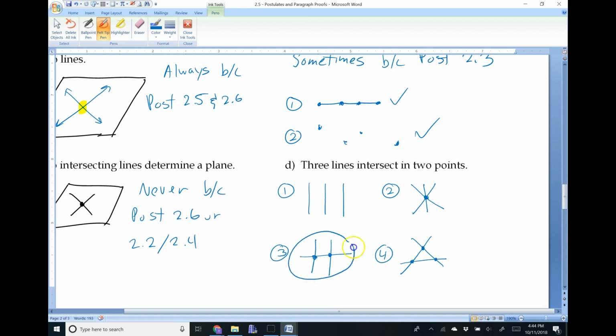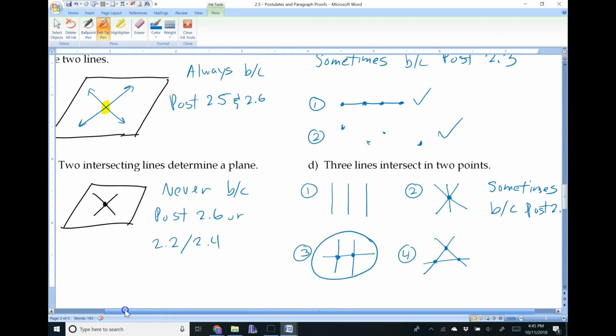Okay? So 3 lines intersecting at 2 points. This is the only one where it intersects at 2 points. So this is a sometimes scenario. Sometimes it intersects at 2 points. Right? Sometimes. And what postulate talks about intersecting lines? Postulate 2.6, right? Intersecting lines.